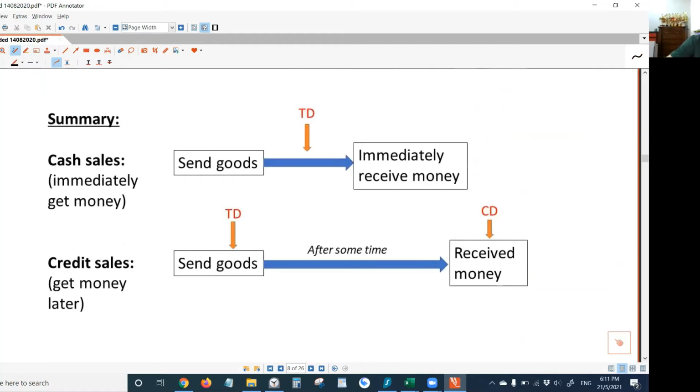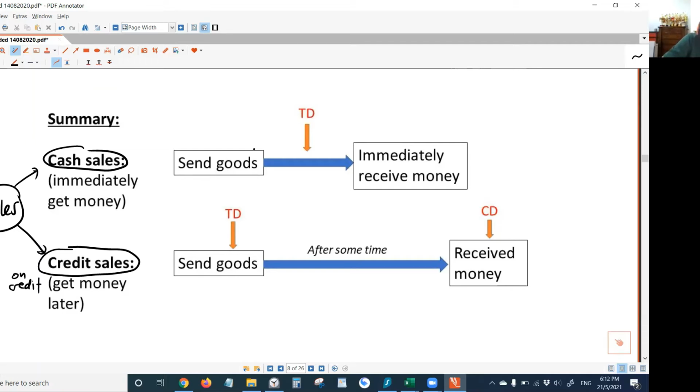There are two types of sales, as you have learned before. Sales means selling goods. It doesn't mean selling anything else, like non-current assets. The single word sales is a technical term which refers to selling goods only. One is known as cash sales, and another is known as credit sales, which means selling goods on credit. Cash sales means selling goods and getting the money immediately from the customer.